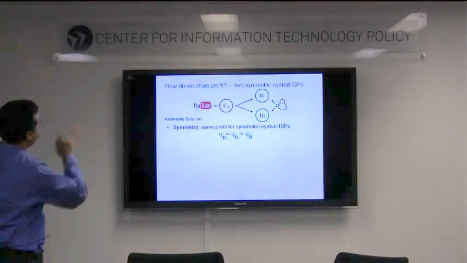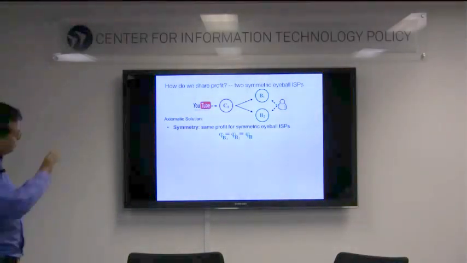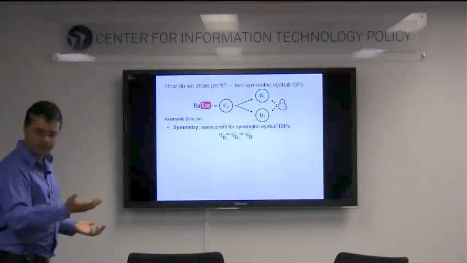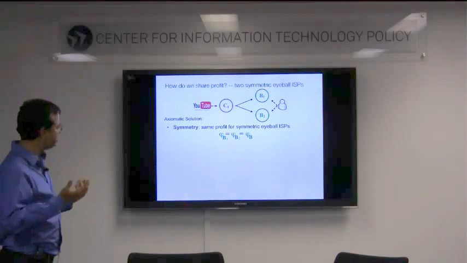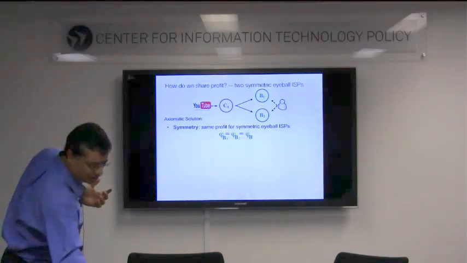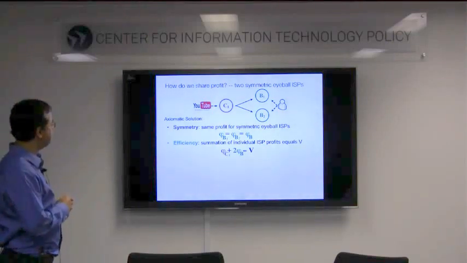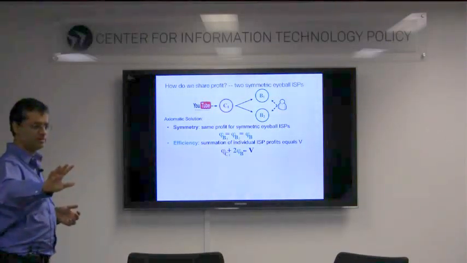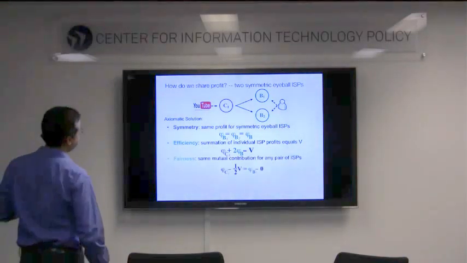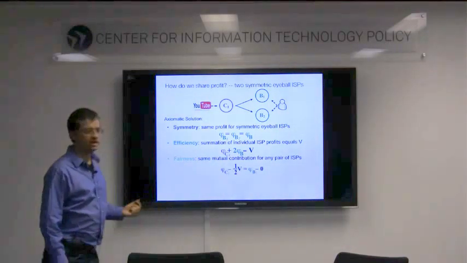So we start with symmetry. There are 2 eyeball ISPs, they are symmetric. We assume that the user is free to move between any of them. They are identical, so the share that they should get is the same. We use efficiency, that all the profit goes to the players. Then we use balanced contribution, so same mutual contribution for any pair of ISPs.